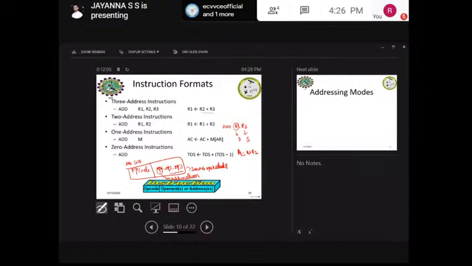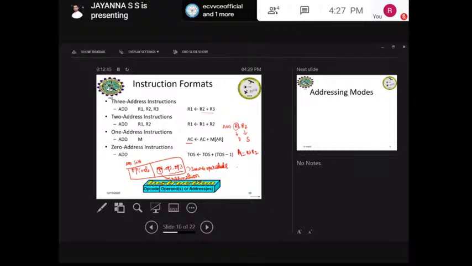Then the next type is the one address instruction. Here in a one address instruction, you only have to mention one operand. But obviously, when you want to perform any arithmetic or logical operation, we need two operands. So in a one address instruction, the other operand, which is a default operand, should be considered as an accumulator. Here AC stands for accumulator. For the one address instruction, the destination operand is by default always the accumulator, so we need not mention the destination address in the instruction. That is a one address instruction.